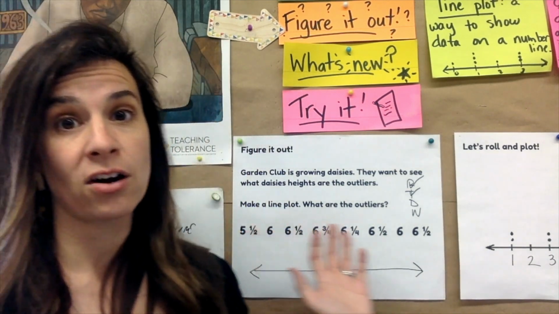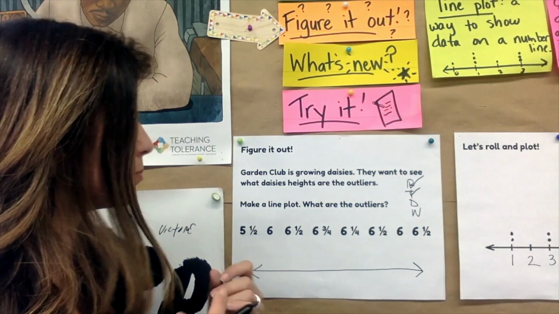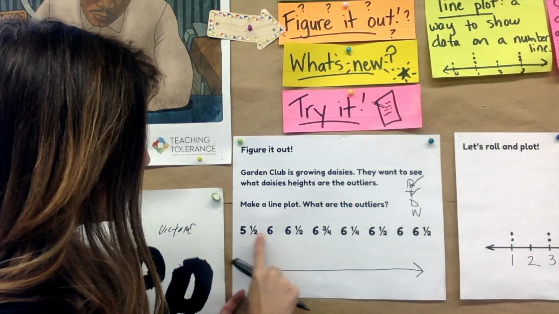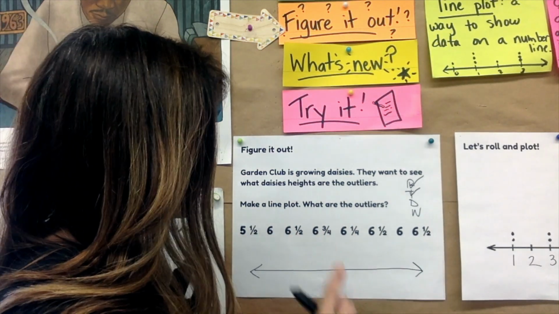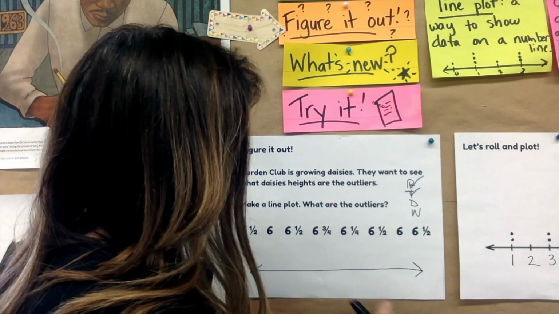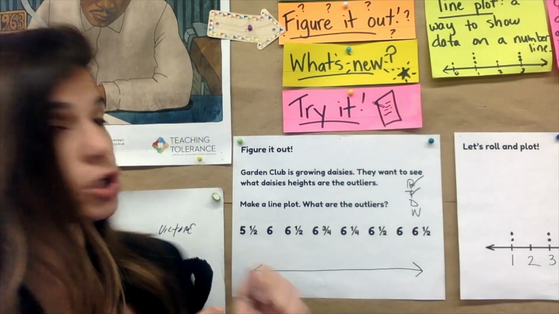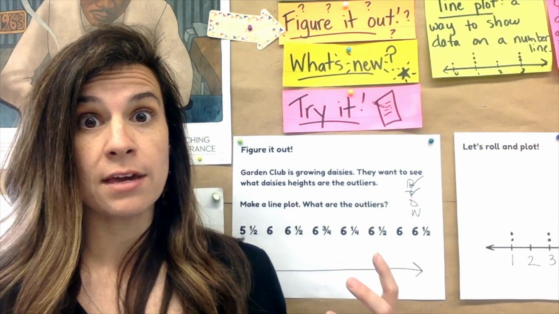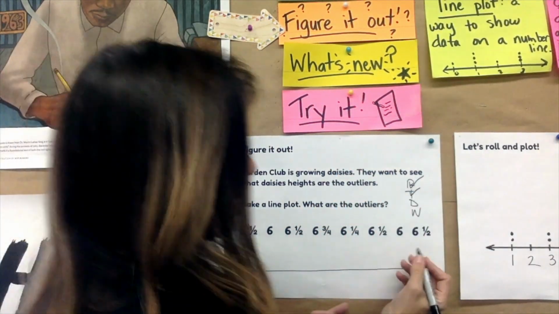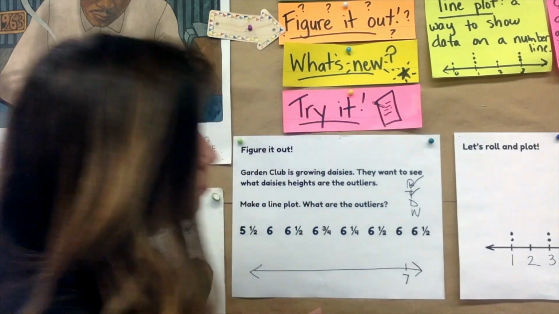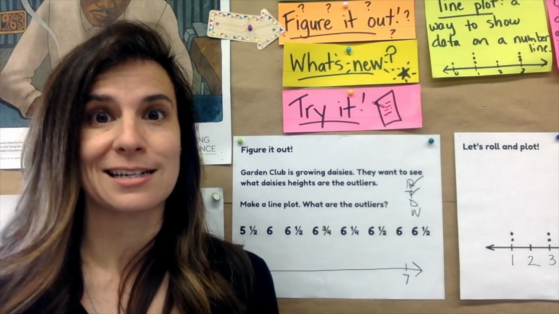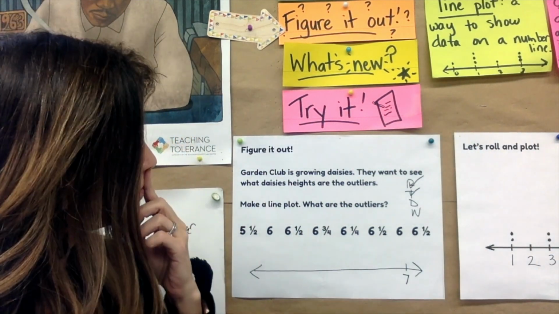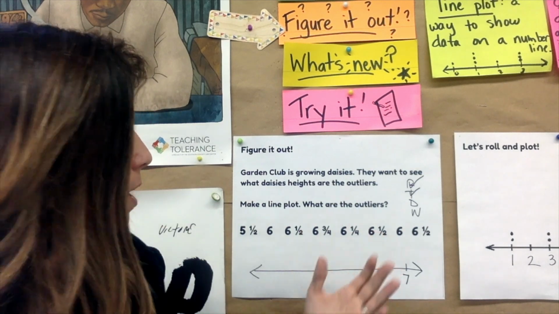Okay, and let's look at our scale. What numbers do we think we should put on our scale? So we have 5.5, 6, 6.5, 6 3/4, 6 1/4, 6.5, 6, 6.5. It looks like our largest number is 6 3/4. So maybe we can make our whole number at the very end 7, because we know that will include that 6 3/4. And I'm thinking, what is the smallest number we have?